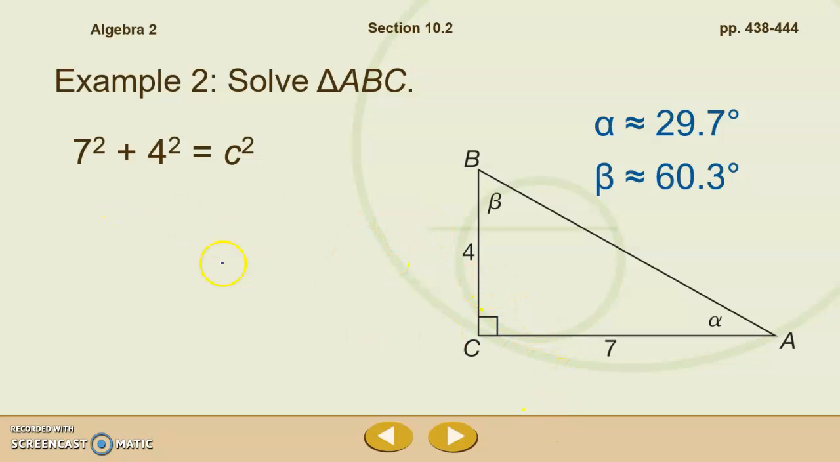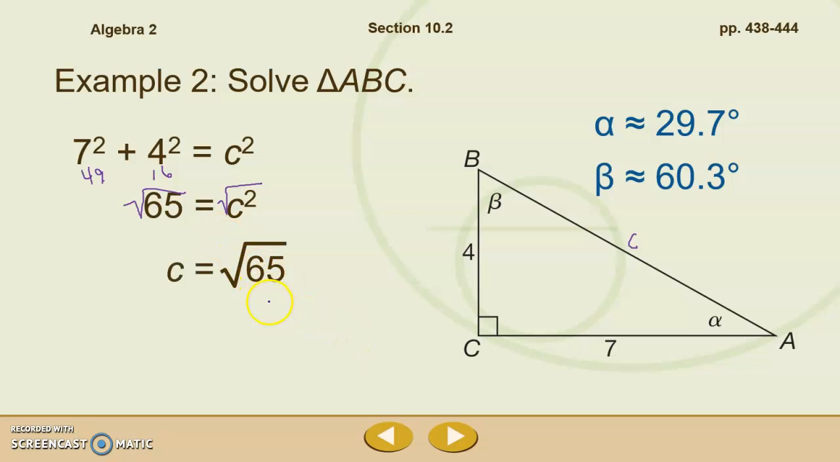7 squared plus 4 squared equals c squared. That's our hypotenuse here. Remember, it's opposite angle C, so we call it c squared. I get 65 because 7 squared is 49 and 4 squared is 16. So 65 equals c squared. In order to get c by itself, I have to undo the square, and taking the square root undoes a square exponent. Whatever I do to one side, I have to do to the other. So c is equal to the square root of 65.